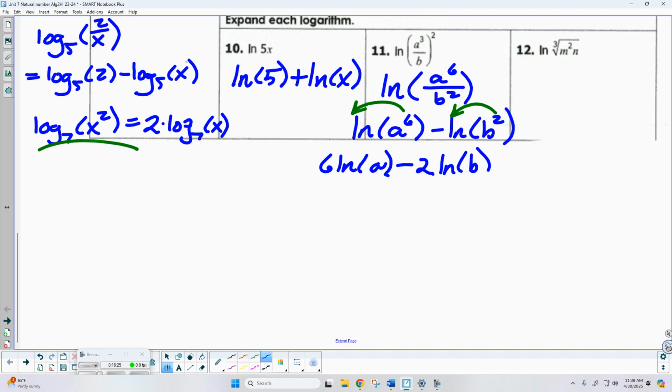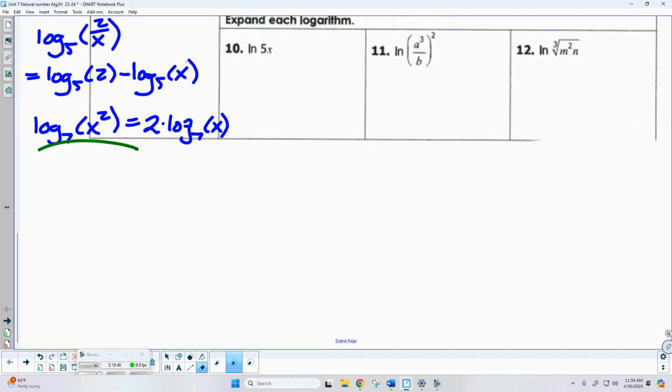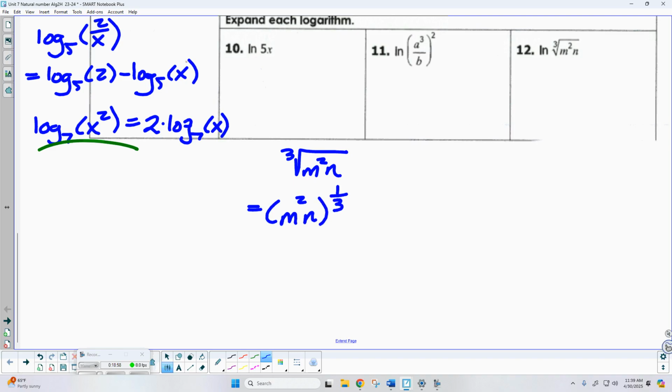So let's try 12. Walk me through this one. So we're multiplying, so we're definitely going to break it apart by addition. But I want to take care of that cube root. Now, we just saw the cube root is equivalent to raising it to what power? 1/3. Okay, so let's look at it like this. Let me go ahead and get this out of the way so I have some room. Let's just focus on the argument. So we right now have the cube root of m squared n. So let's rewrite this as m squared n to the 1/3 power, because that's equivalent, right?